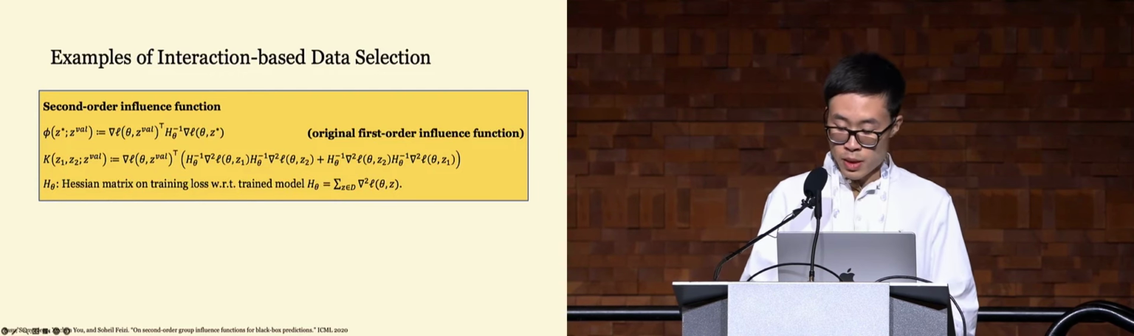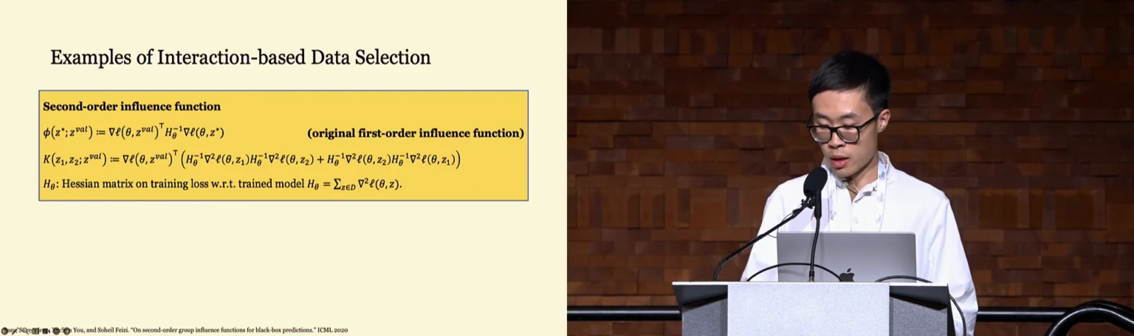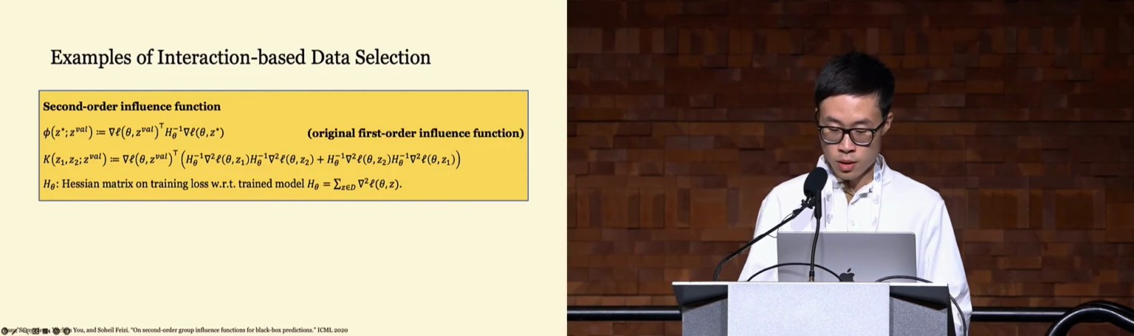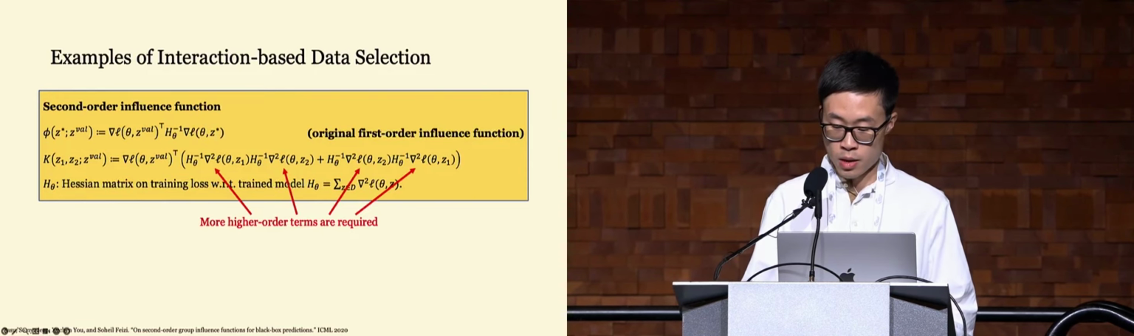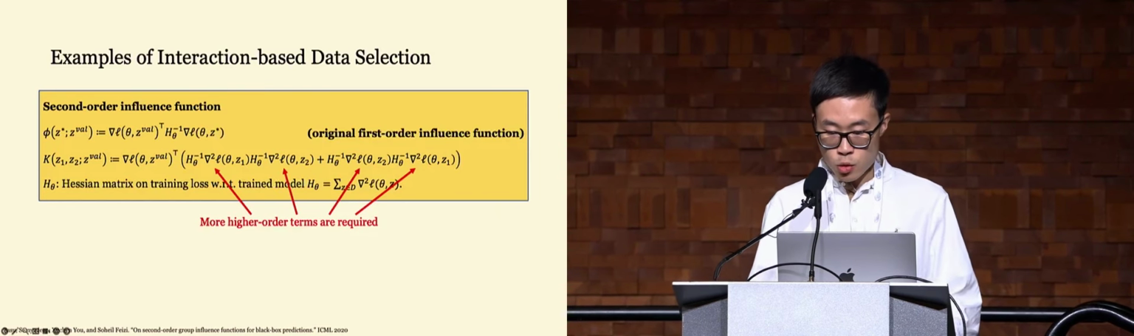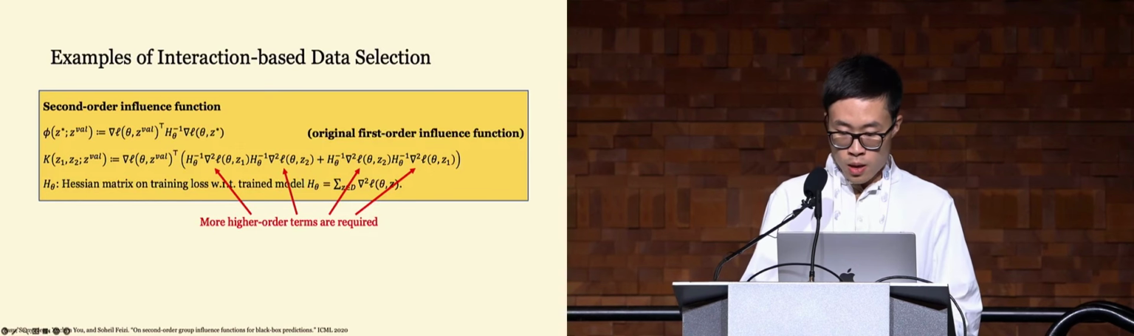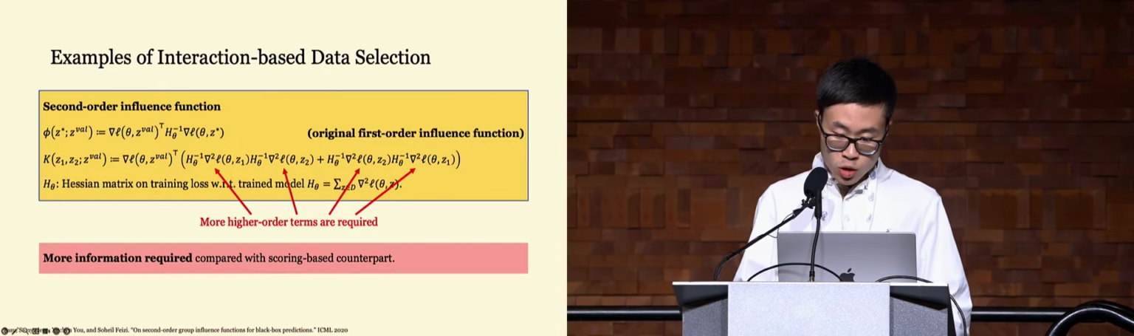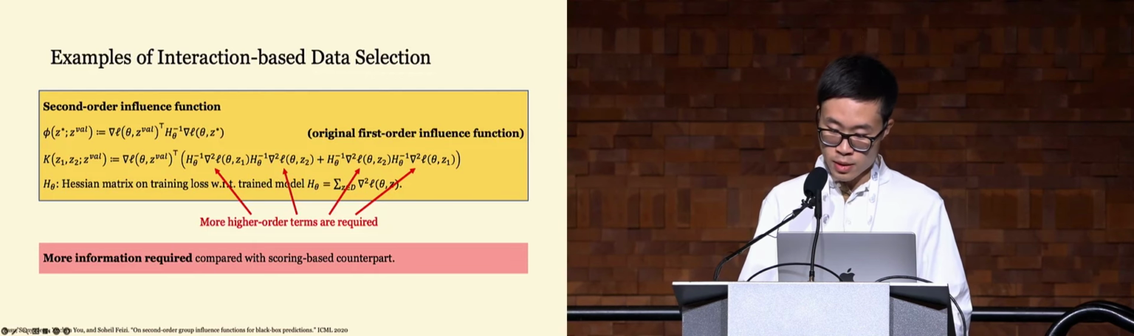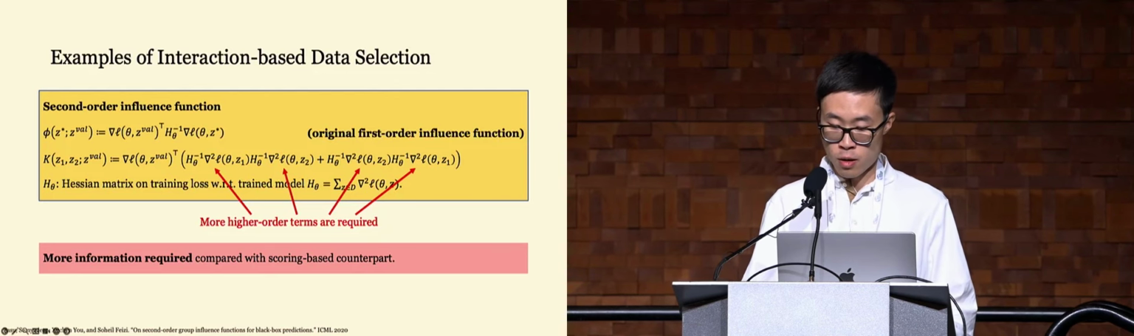So by expanding the mathematical formulation of this utility function objective, we can easily see that this is an interaction-based data selection, where the pairwise interaction is being captured by the gradient dot product. Another concrete example is the second-order influence function. The original first-order influence function that Ruoxi talked about in the last part of the tutorial captures the individual data point contribution. To model the interaction, we need to extend this to include more higher-order terms.